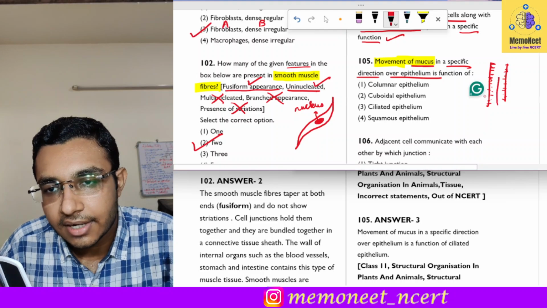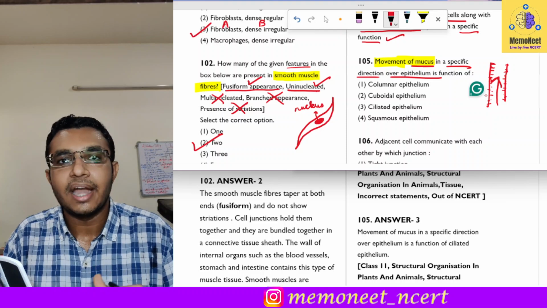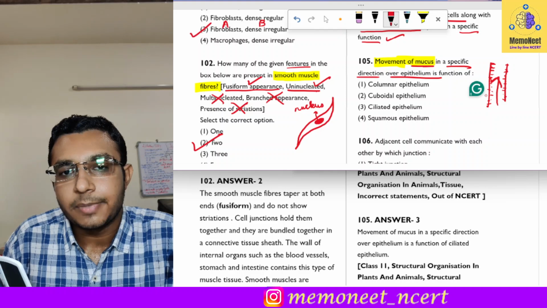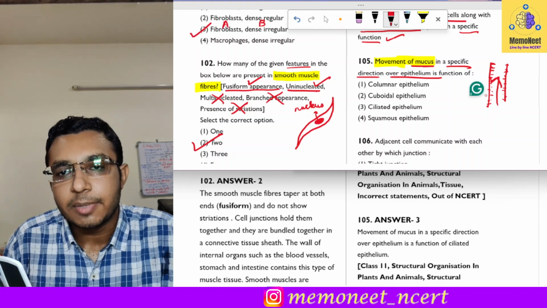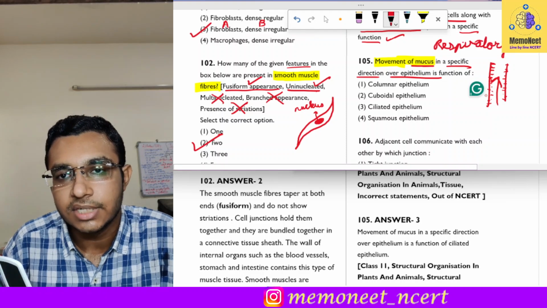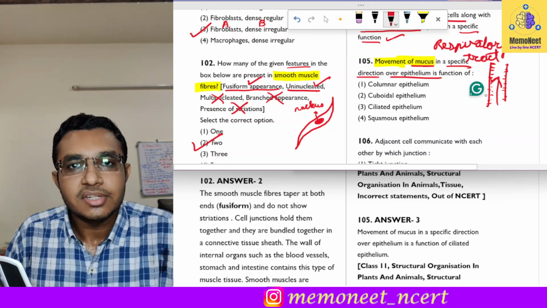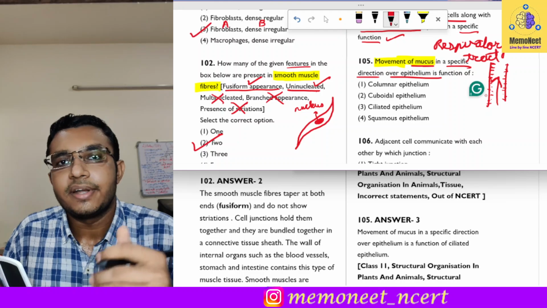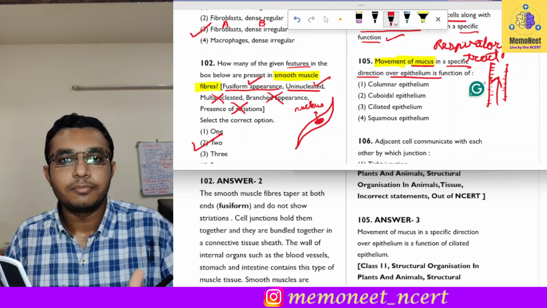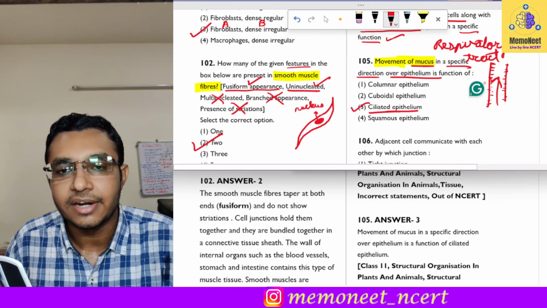So this is the direction of movement of mucus, and this mucus carries all the trapped dust particles, and it is expelled outwards. So the movement of mucus is in a specific direction, and it is seen in the respiratory tract. And what is the type of epithelium present in the respiratory tract? It is the pseudostratified ciliated columnar epithelium. So this epithelium is ciliated, and the movement of mucus is the function of cilia. So the correct answer of this question is ciliated epithelium, that is option 3.